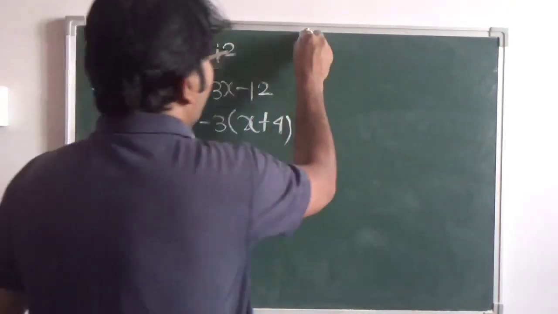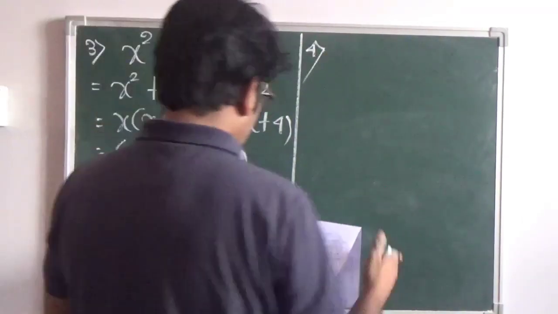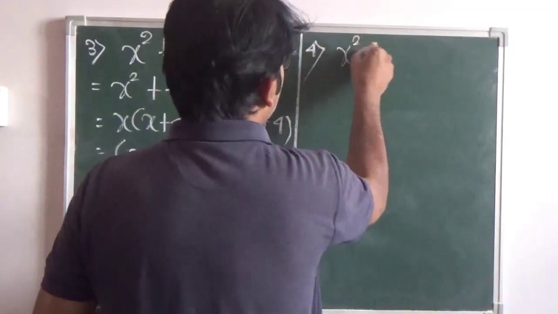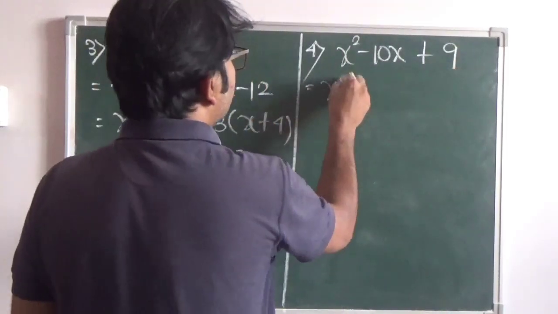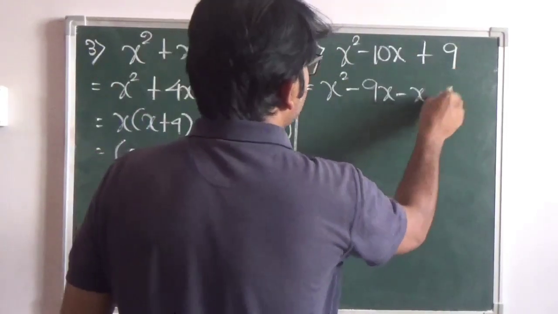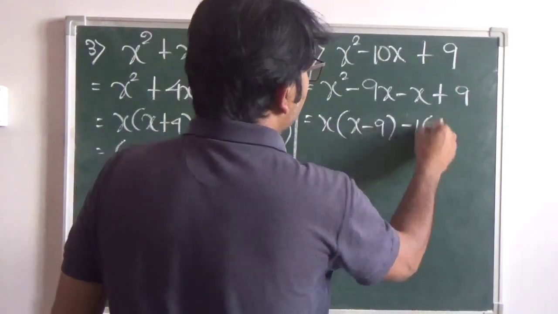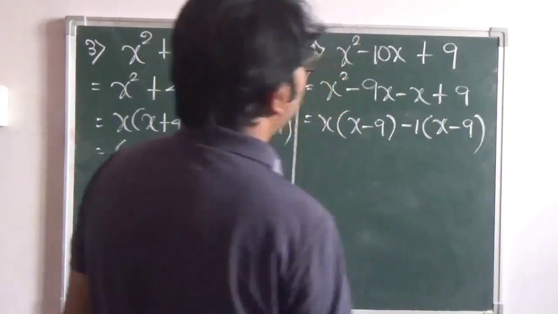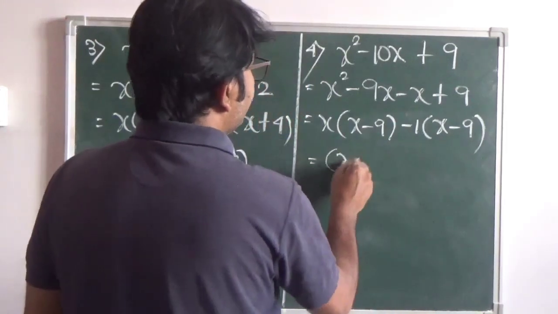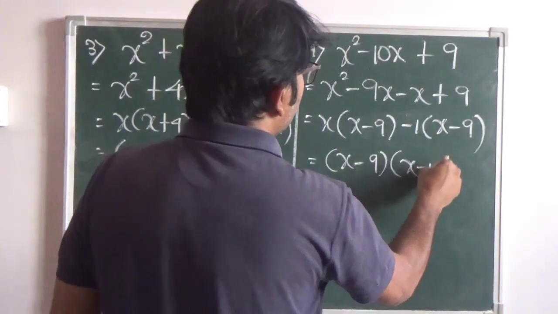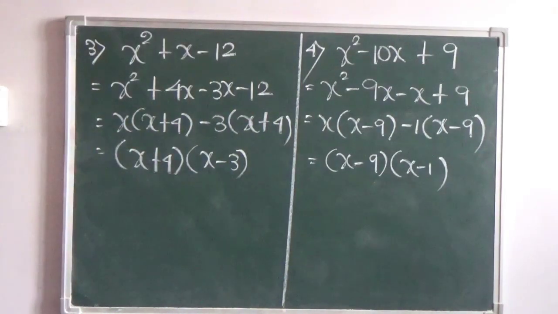Then we have number 4. x square minus 10x plus 9. So we can write it as x square minus 9x minus x plus 9. So we take x into x minus 9 minus 1 into x minus 9. So x minus 9 is common, we take x minus 1. So this is question number 4. Now move on to question number 5.